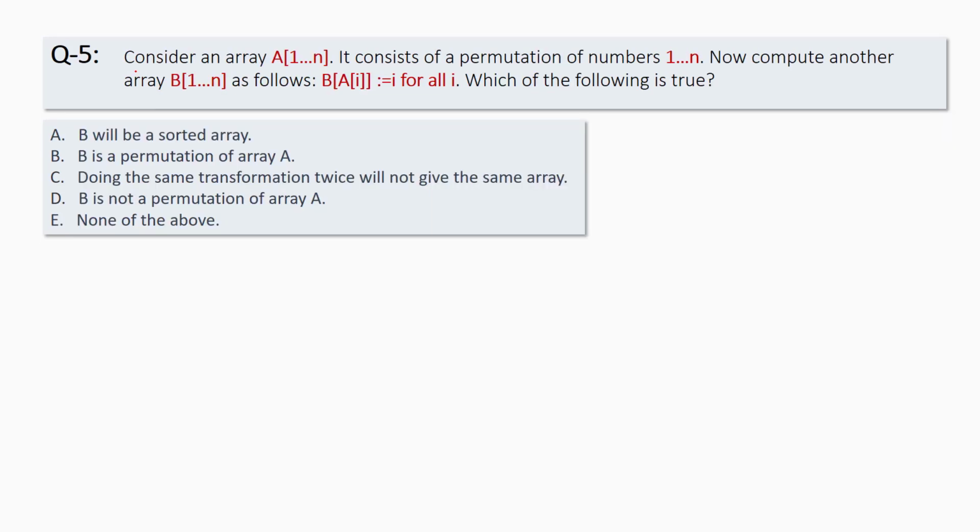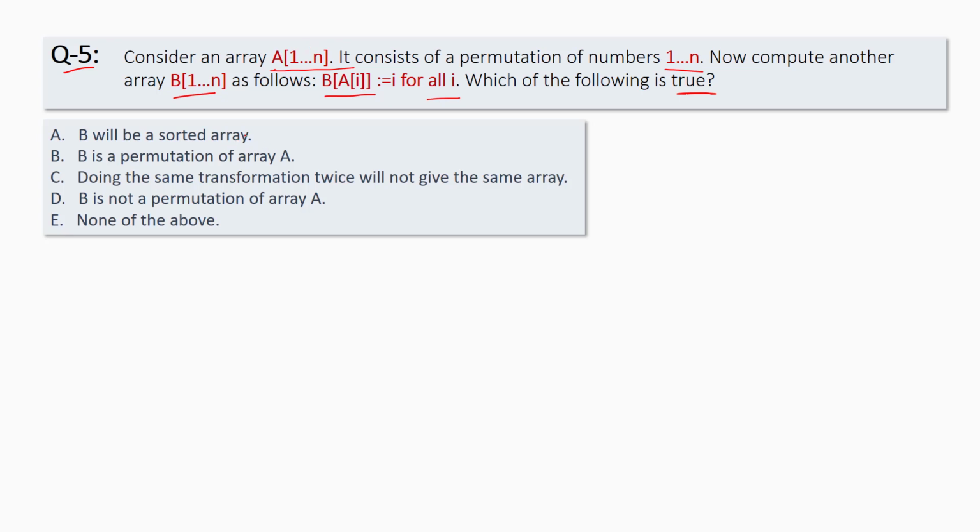Now let's come to the problem number 5. Consider an array A[1 to n]. It consists of a permutation of numbers 1 to n. Now compute another array B[1 to n] as follows: B[A[i]] is equal to i for all i. Which of the following is true? So in this problem we have an array A with size n. The array contains values between 1 to n in any combination.